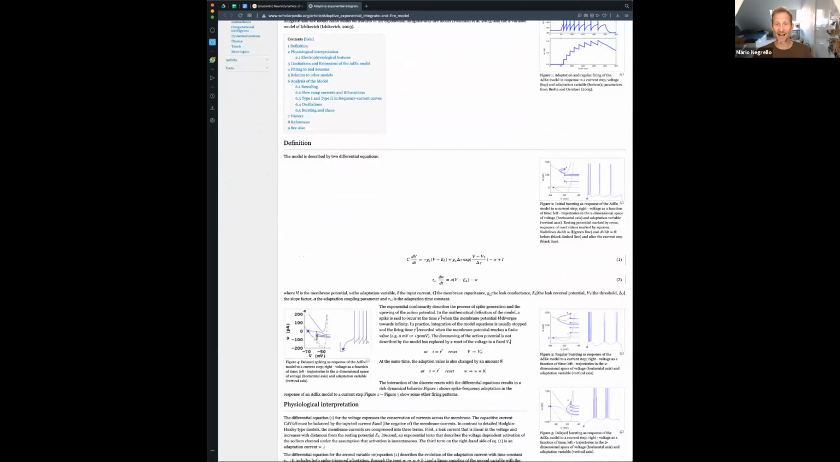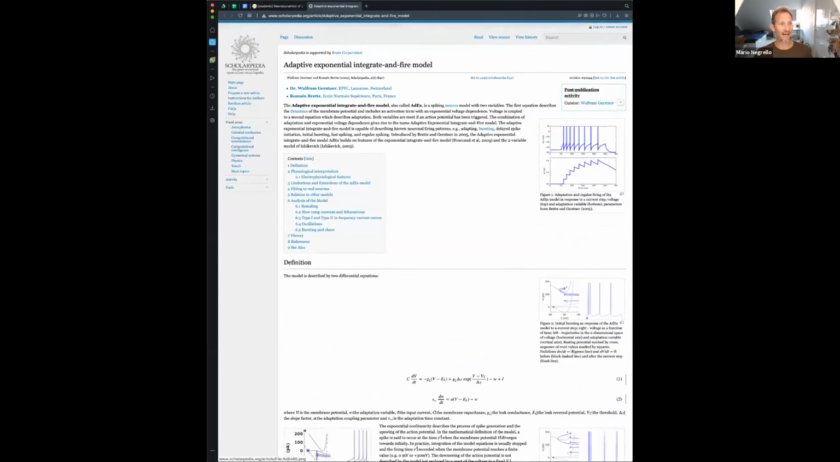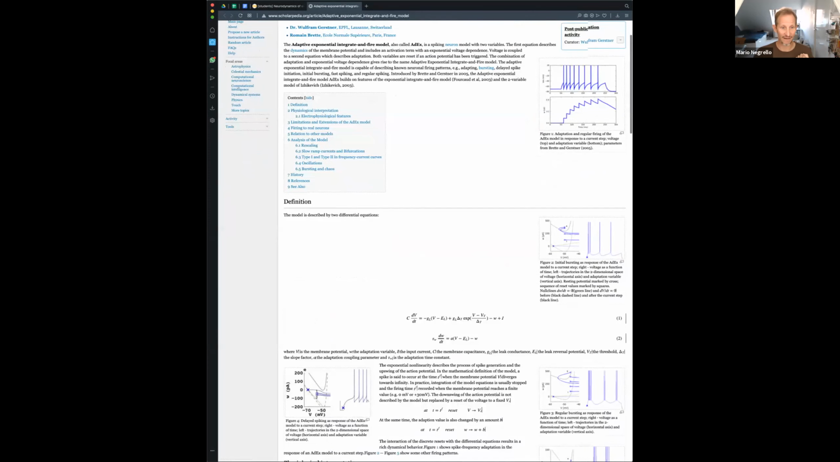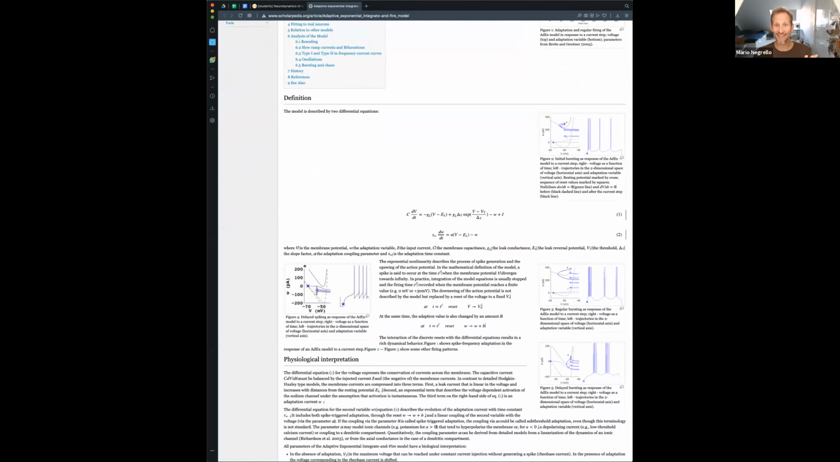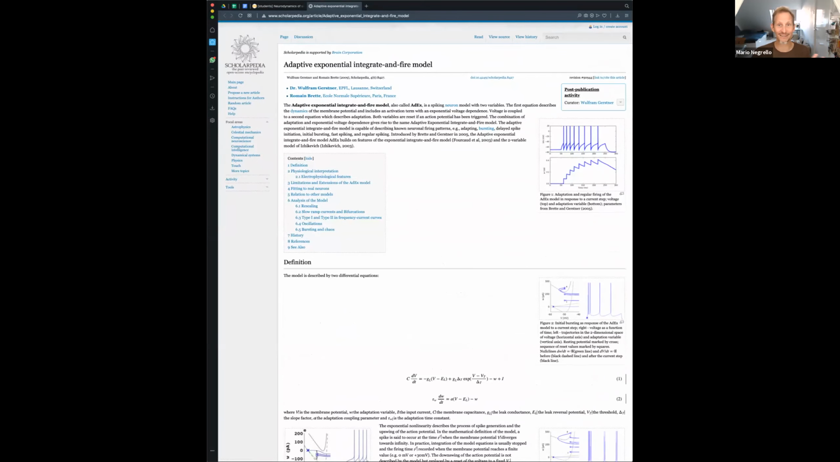And one of the places that I sometimes go to when I want to learn more about a particular neuronal type is this page here, Adaptive Exponential Integrate-and-Fire Model in Scholarpedia. This is a peer-reviewed Wikipedia, more scientifically related. Actually, the main editor is Eugene Izhikevich, who was the inventor of the quadratic integrate-and-fire and one of the great educators in neurodynamics.